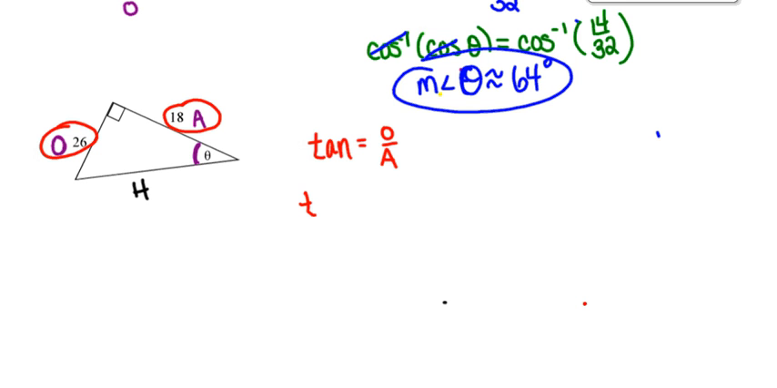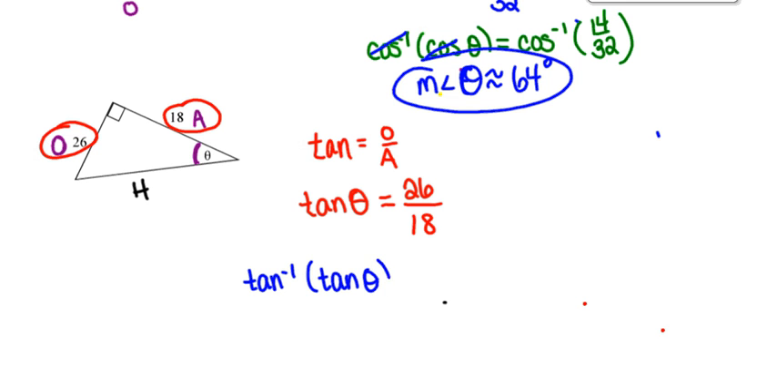So I know the tangent value of my angle, which is theta, is equal to the leg opposite, 26, over the leg adjacent, 18. To undo taking the tangent of an angle, I'm going to use inverse tangent. And if I take the inverse tangent on the left side of my equation, I also need to take the inverse tangent on the right side. So tangent and inverse tangent undo each other. I'm left with the measure of angle theta.